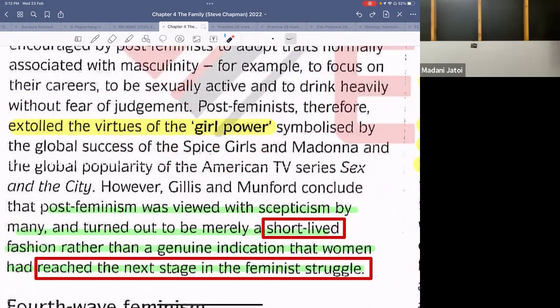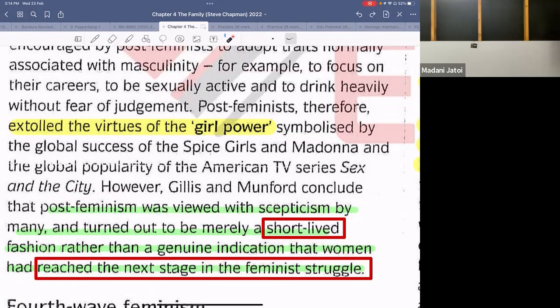However, Gillies and Munford conclude that post-feminism was viewed with skepticism by many. Like I said, they did experience a backlash and it turned out to be merely a short-lived fashion rather than a genuine indication that women had reached the next generation in the feminist struggle. Do we understand this? Does anyone have any question?